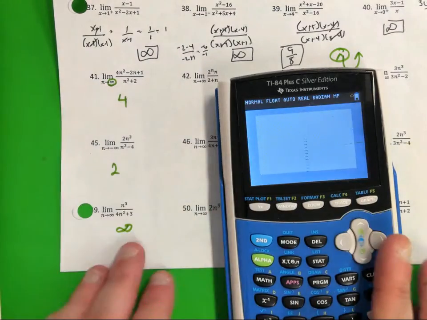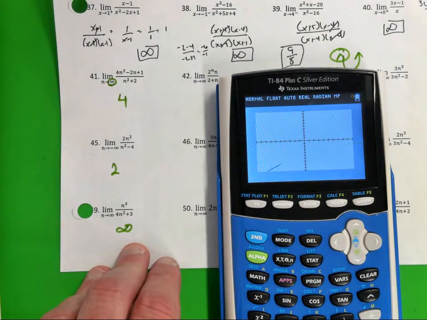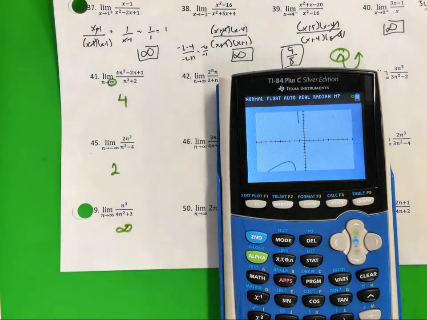If I was to graph this function, okay, look at this one. There's clearly an asymptote right here somewhere. But you look, as x goes to infinity, where does this keep going to? Positive infinity. Does that make sense?